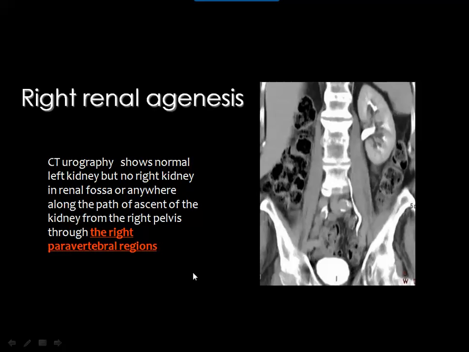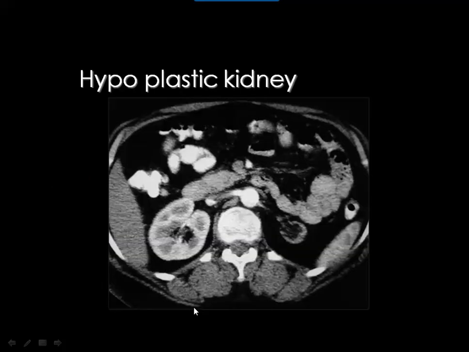Also, one kidney may be absent along its whole course from the renal fossa down to the pelvis, and at that time you cannot identify any renal tissue in this anatomic area, and you see that the opposite kidney is enlarged because of the compensatory hypertrophy. And this is an example. You see a small kidney on the left side, and the other kidney is big, and you can easily appreciate the cortex and the medulla of the kidney.